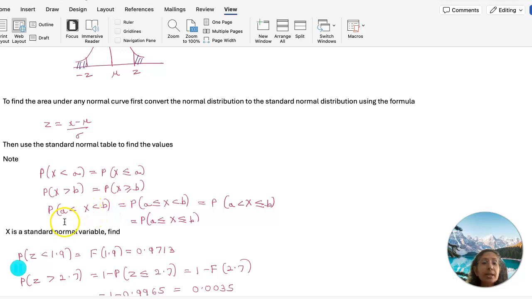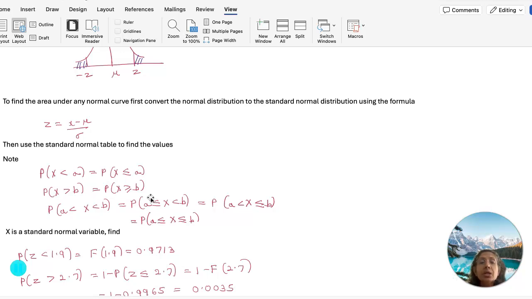And the probability that X lies between A and B is the same as the probability that A less than or equal to X less than B, is the same as the probability that A less than X less than or equal to B, is the same as the probability that A less than or equal to X less than or equal to B. So what are we trying to say? That whether you have less than or equal to or greater than or equal to, the values are all the same. Now we have the normal distribution table.